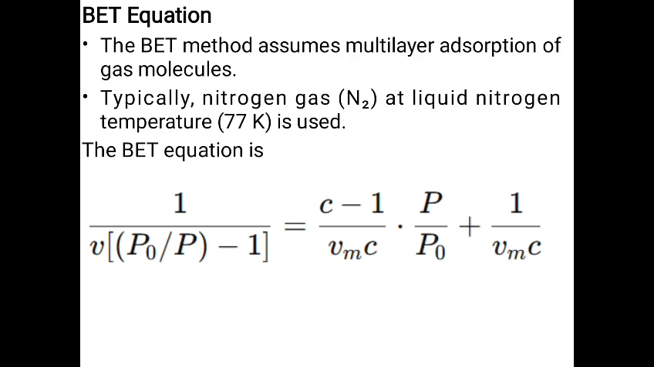BET equation. The BET method assumes multi-layer adsorption of gas molecules. Typically, nitrogen gas at liquid nitrogen temperature, that is 77 Kelvin, is used, and this is representing the BET equation.